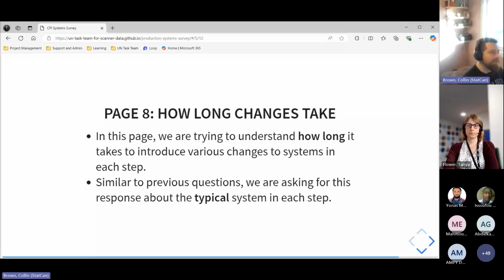And again, they're bucketed responses. So we're not looking for they take 7 days, 4 hours. We're just looking for, is it within a day? Is it within a week? Is it within 2 weeks? So the responses will reflect that coarse-grained nature.